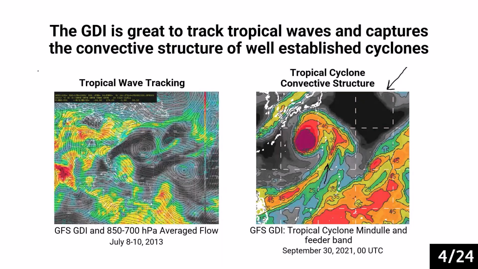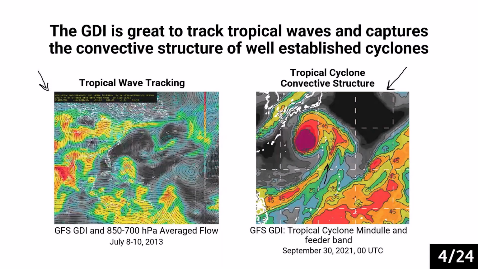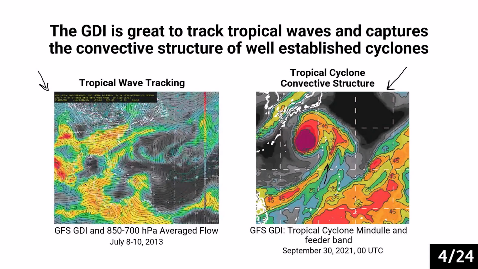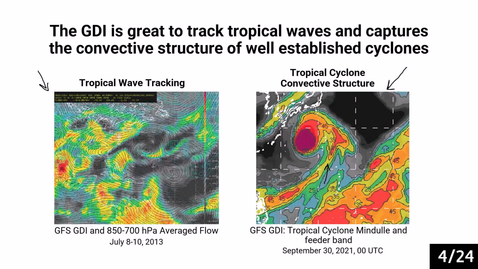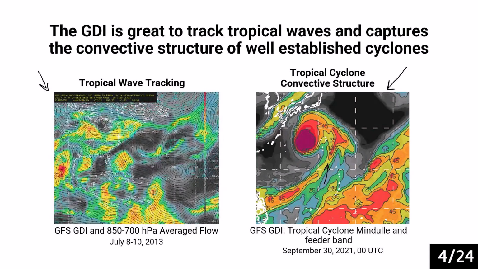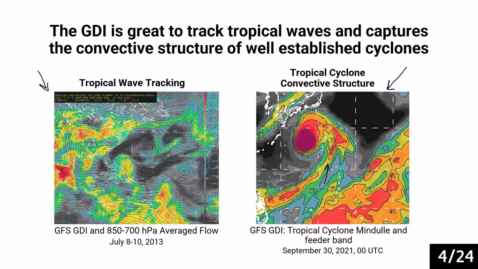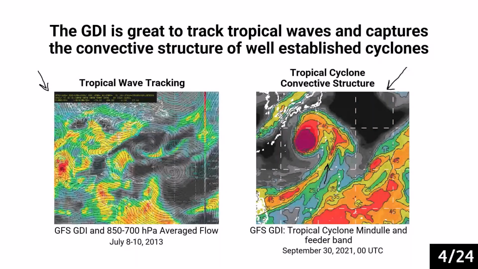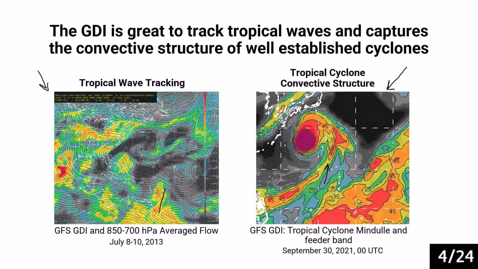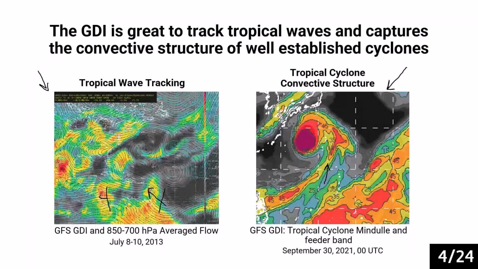Then for tropical wave tracking, of course, you need to look at other tools. The GDI alone is just speaking about the convection associated with the wave. However, if you combine the flow and the GDI, it will help you visualize where these axes of convection that, for the most part, are associated with tropical waves are. So you can see one here, one propagating here, and then another one propagating here towards Central America in this particular example.